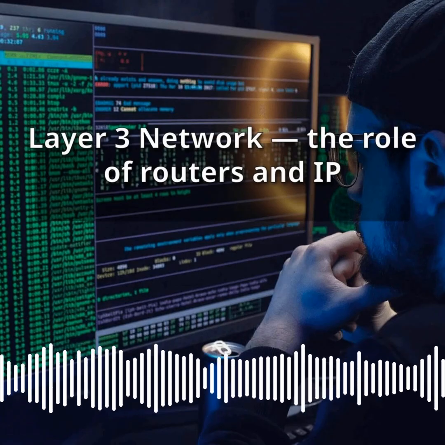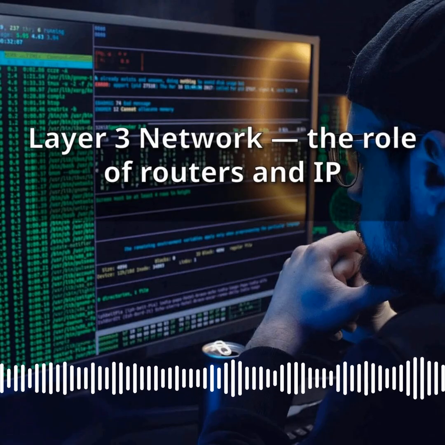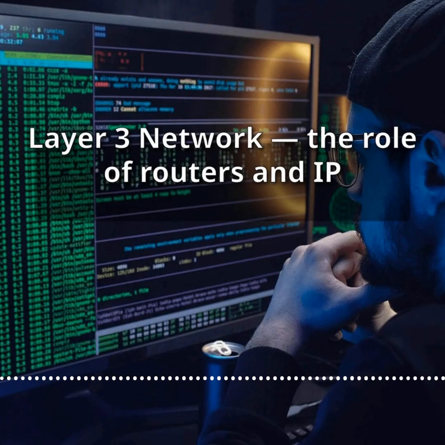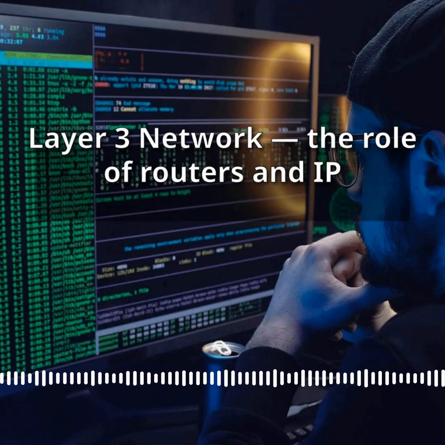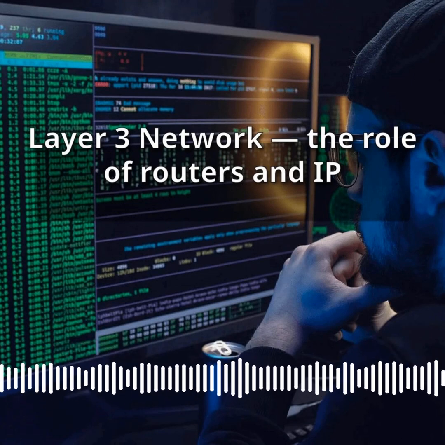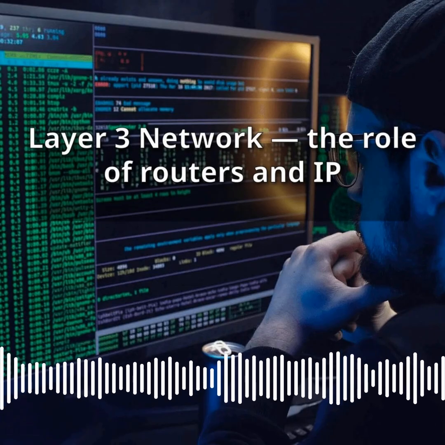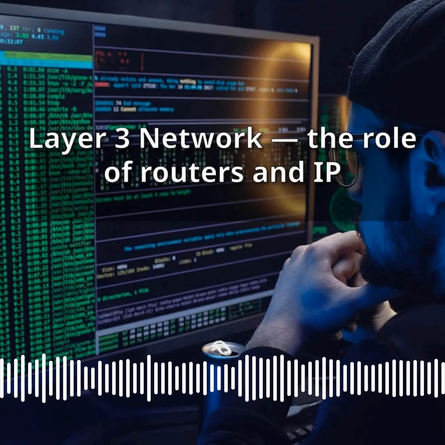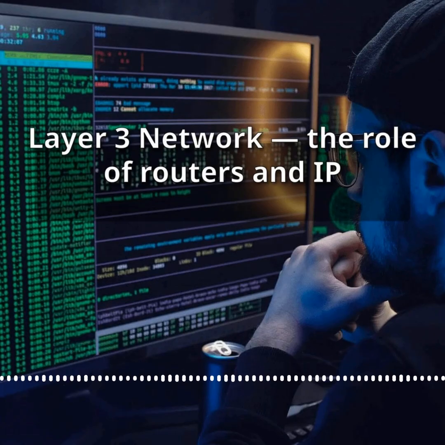Firewall rules operate at Layer 3 and Layer 4. Firewalls filter traffic based on source and destination IP addresses, Layer 3, and port numbers, Layer 4. Understanding Layer 3 is a prerequisite to configuring and bypassing firewall rules. Network segmentation as a defense. Dividing a network into subnets using routers or firewalls limits lateral movement by attackers. If an attacker compromises one subnet, they cannot directly reach another subnet without passing through a router, which can be monitored and filtered.